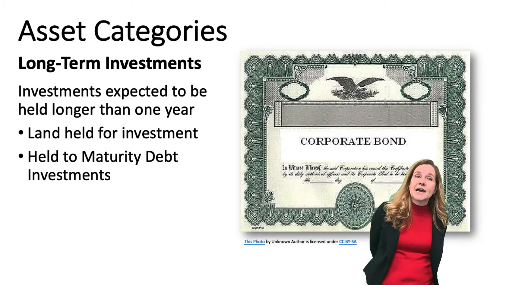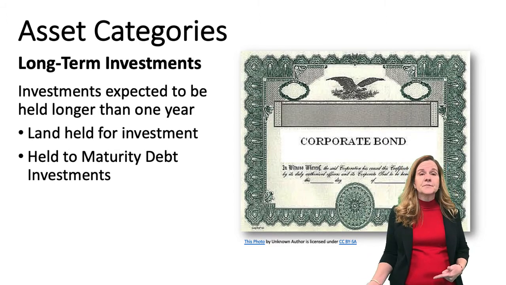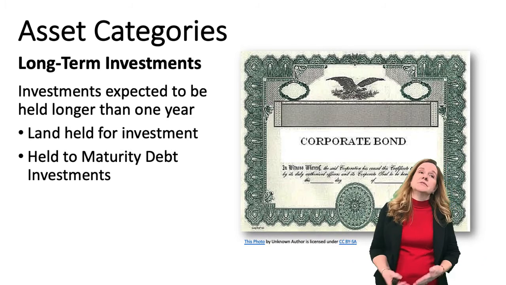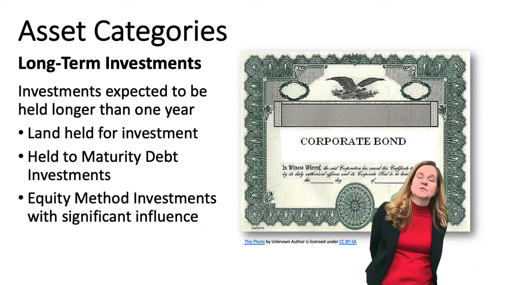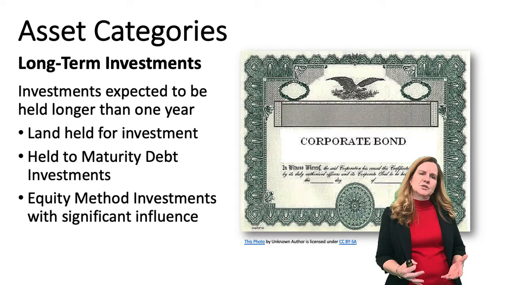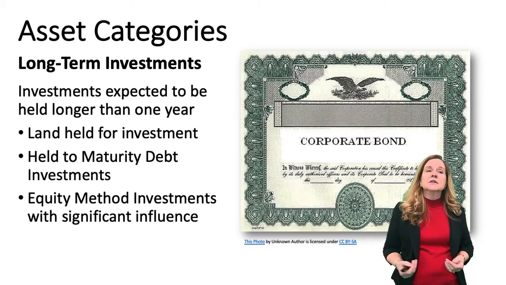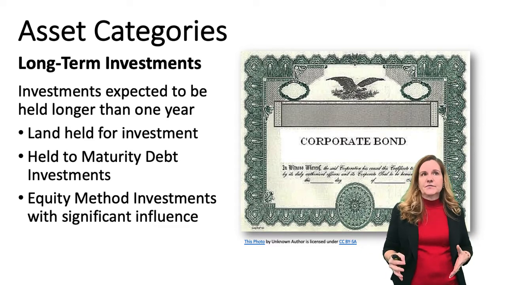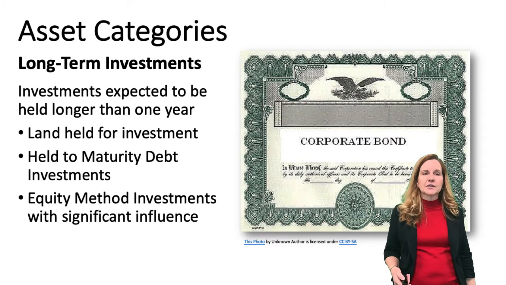Held to maturity debt investments. So if you purchased corporate bonds from a corporation and they don't mature for 10 years, they are considered a long-term investment. And equity method investments with significant influence. If the company buys corporate stock in another corporation, between 20 and 50% of the outstanding shares, that is considered an equity method investment, and it is categorized as a long-term investment on the classified balance sheet.